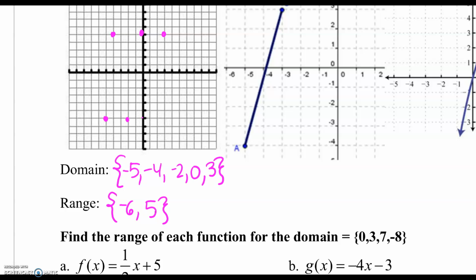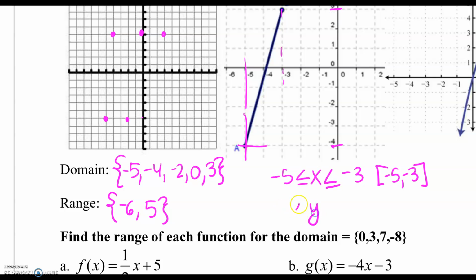Okay, let's get some more practice with domain and range for this function. So from A to B, the first x value is at -5, and the last x value is at -3, which we write with hard brackets as well. The range of this function starts at -4 and stops at +3, and we use hard brackets because it's not infinity.